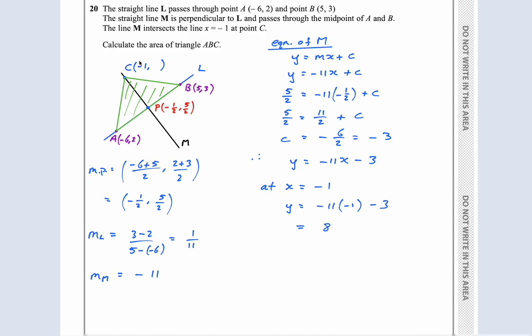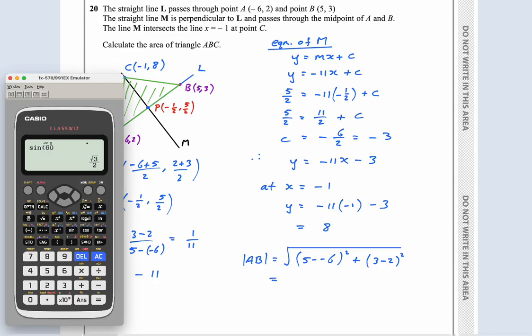Okay, so now I have this coordinate: C is negative 1, 8. So I'm going to get the length AB, that's my base. I'm going to get the length CP, that's my height. Let's do that first. AB is equal to the square root, this is the magnitude formula, guys, of 5 minus 6 squared, that's x1 minus x2 squared, plus 3 minus 2 squared. I'm just going to put this straight into my calculator, guys.